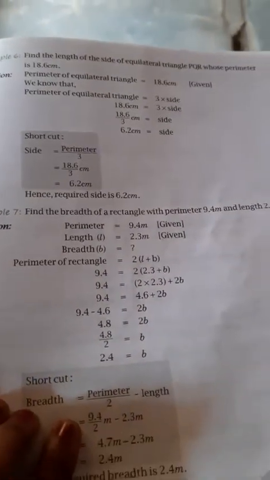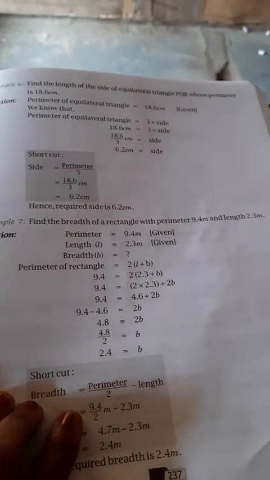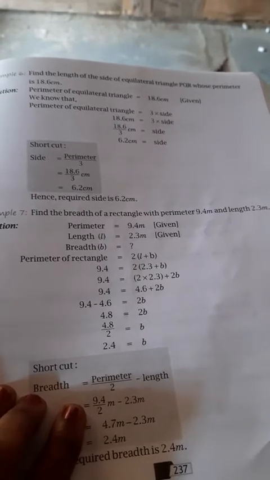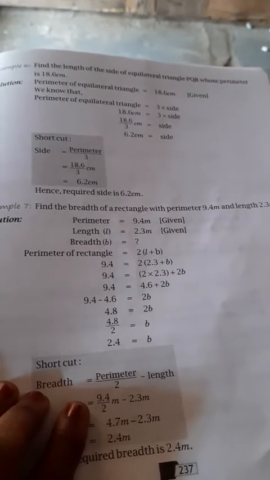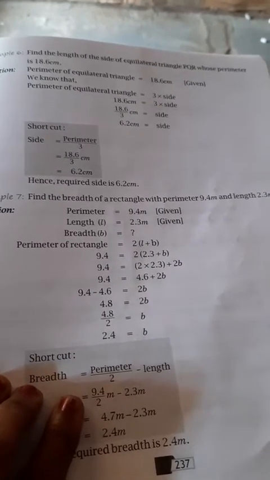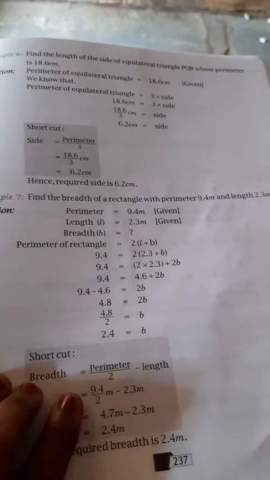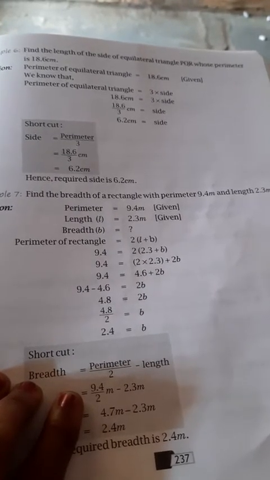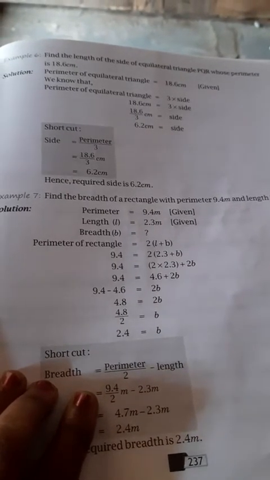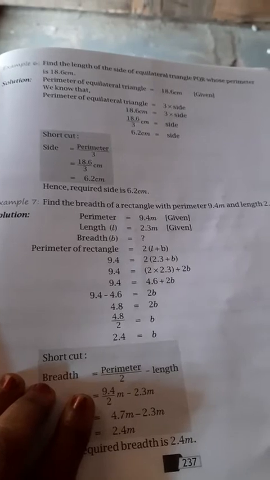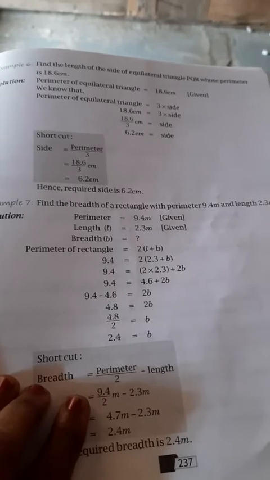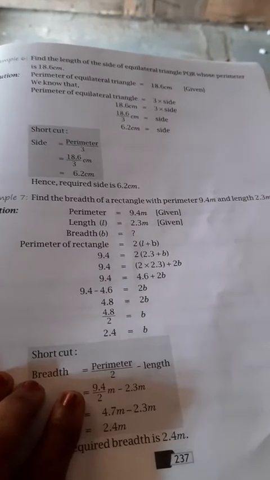The sixth example is: find the length of the side of an equilateral triangle PQR whose perimeter is 18.6 centimeter. Solution: perimeter of the equilateral triangle is equal to 18.6 centimeter. We know that perimeter of an equilateral triangle is equal to 3 into side.